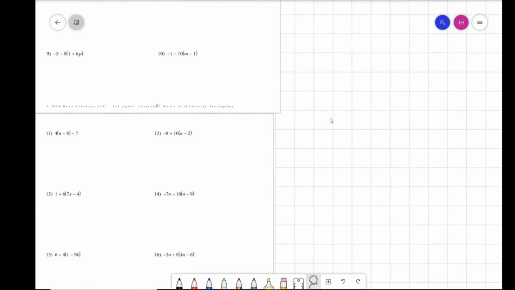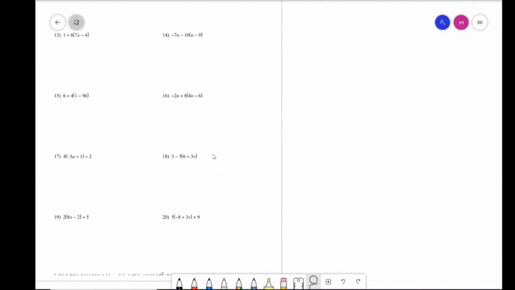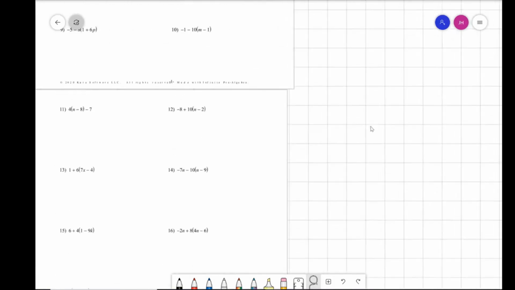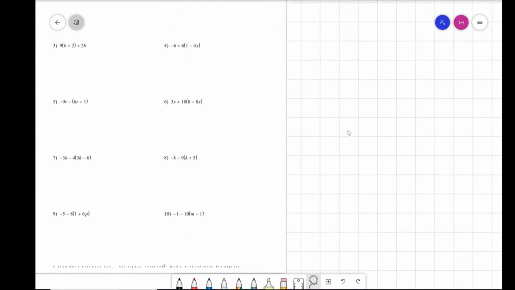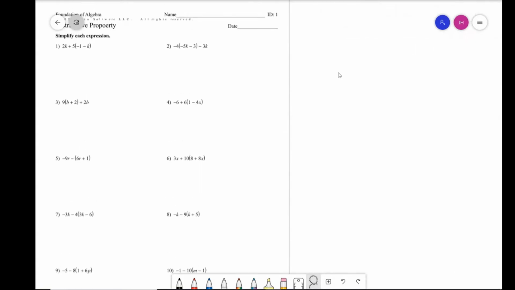Altogether 20 questions. I also attached a copy of this PDF exercise on the E360, so please feel free to download it and work on it as well. So please, if you will, we're gonna begin. Again, the instruction is to simplify the expressions. In this case, number one, let's take a look at this.